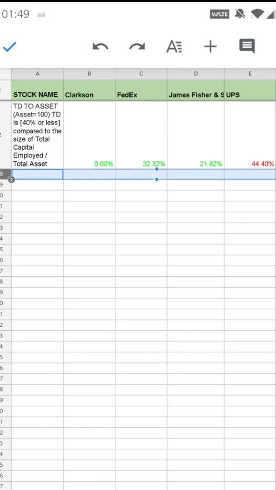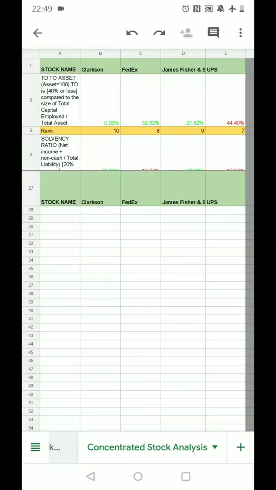So unsurprisingly, UPS is the worst, with 44.4% of the assets being debt and the rest is equity. FedEx is third with 32.32%. James Fisher is second with only 21.82% in debt. And Clarkson is first with no debt to its name.